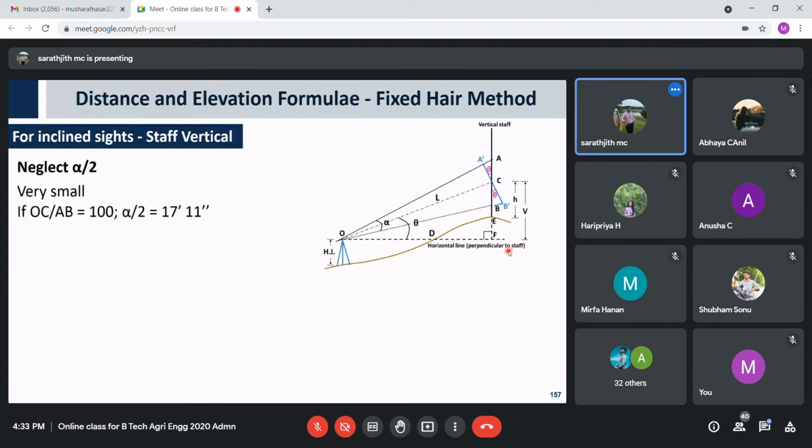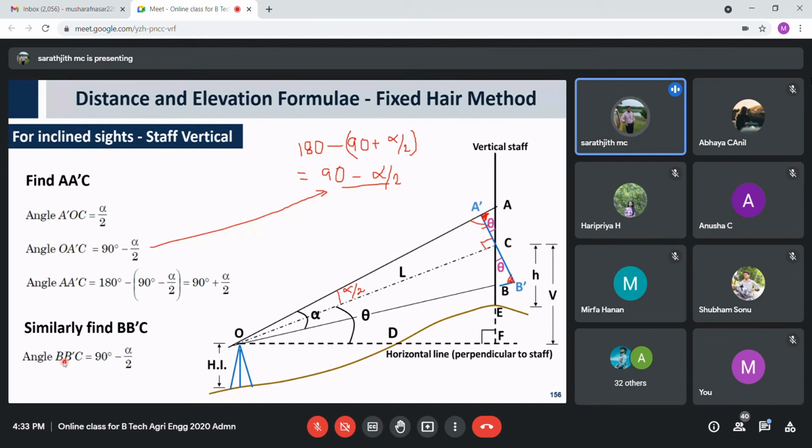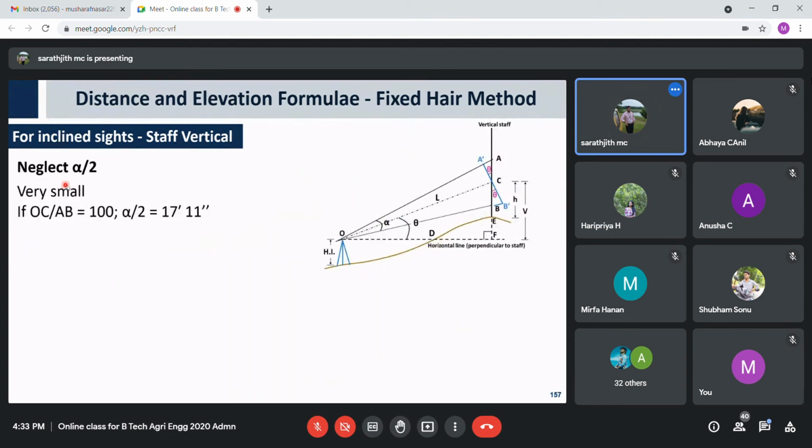So in both the cases we have two equations: angle A dash C equals 90 plus alpha by 2, and B dash C is 90 degrees minus alpha by 2. This alpha by 2 is very small, so you can neglect that value. The reason is, if you take the ratio of OC, this line, to AB, this line, even if that is 100, the alpha by 2 value is somewhere around 17, which is very low. That's why you can neglect alpha by 2.